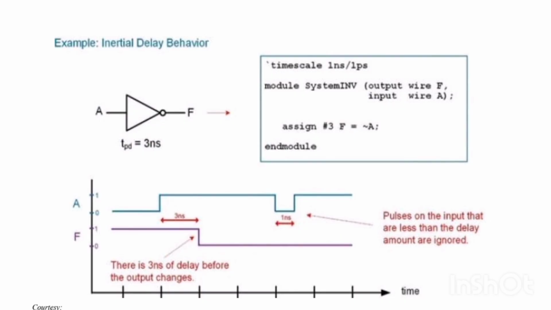You will find over here assign hash 3, that indicates that when the input changes, the output takes 3ns to get updated. But again, you will find one pulse over there. That pulse at the input is approximately 1ns, which is less than 3ns, so it won't be considered, it will be ignored. So that's the basic concept behind this.